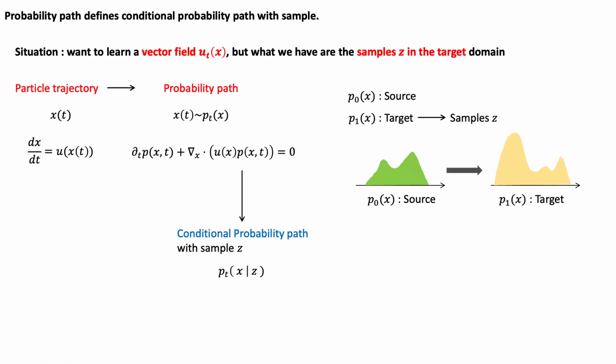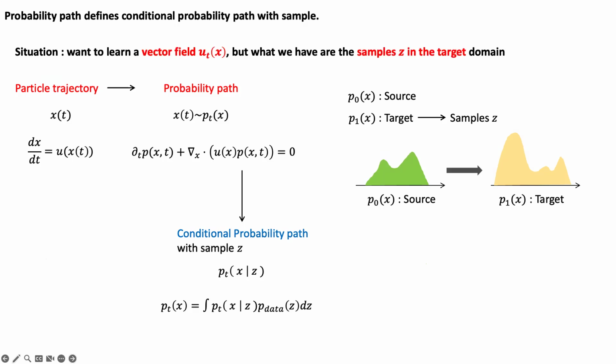Now, using the samples, you can think of conditional probability. If you work with probability, then you can think of conditional probability. If you know the target distribution exactly, then you can reconstruct the original probability path using the following formula. But here, P1 is the sample Z, which is kind of one point. Yes, that's one point.